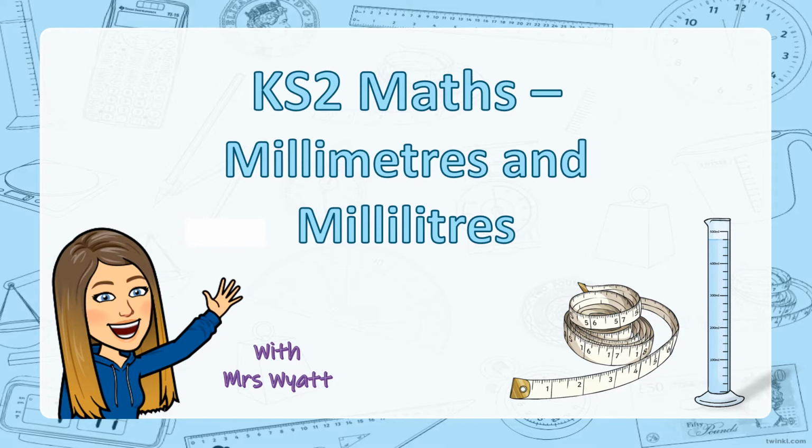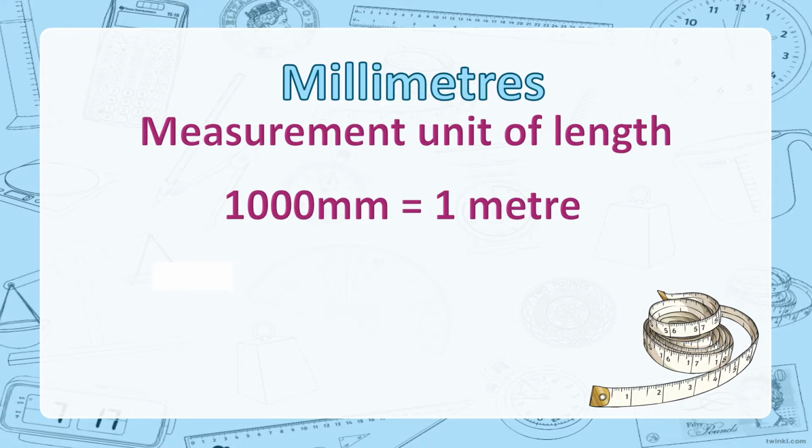So let's get started. First of all, we're going to look at millimetres. Millimetres are a unit of length. In units of measurement there is always a base unit. Here our base unit is a metre. The prefix tells us what the units of length means. And the prefix here is milli, so that means 1 in 1,000. So millimetres means 1 in 1,000 of a metre. So it takes 1,000 millimetres to equal 1 metre.